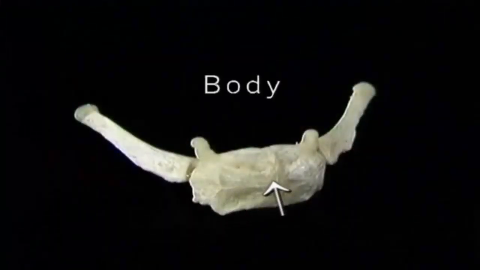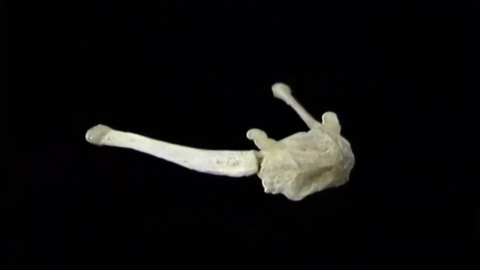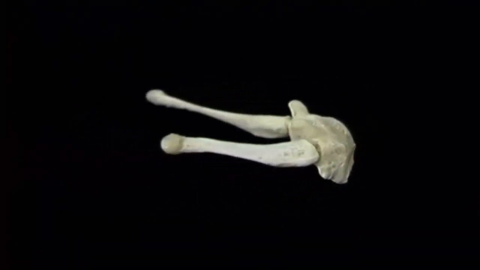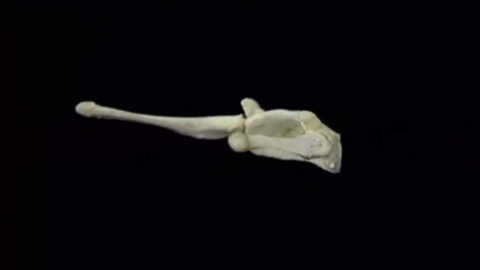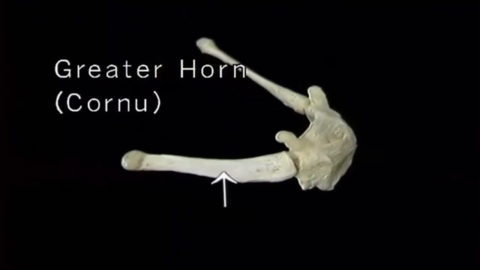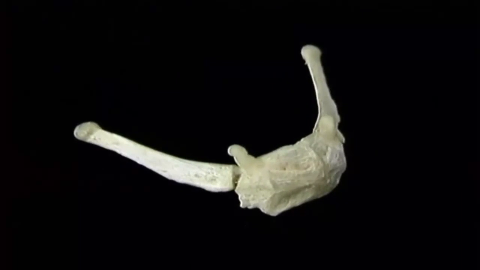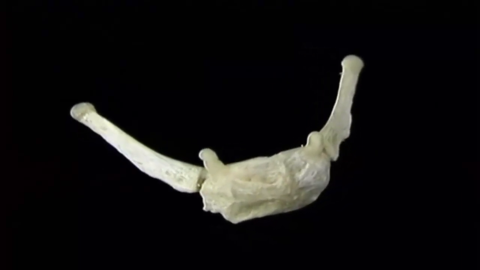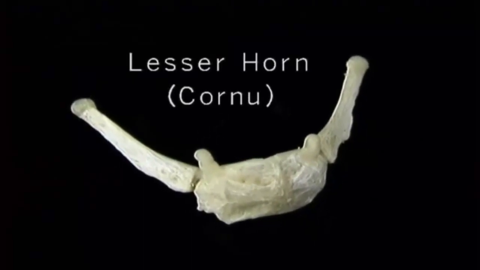This broad central part is the body. Its forward-facing upper surface is convex, with facets for the attachment of numerous muscles that we'll see shortly. The backward-facing lower surface of the body is deeply concave. On each side, this long, slender part of the hyoid bone is the greater horn, or greater cornu. The greater horn is attached to the body by a small synovial joint, which gives it a little mobility. This small projection is the lesser horn, or lesser cornu.